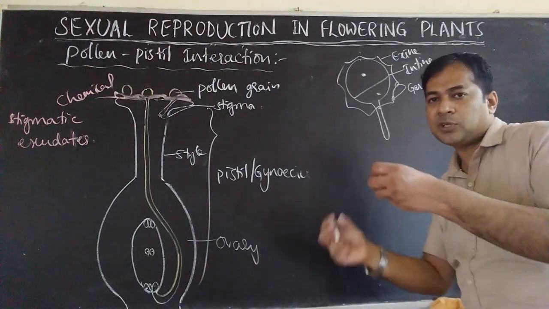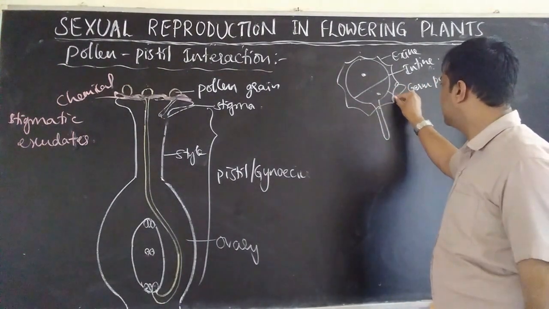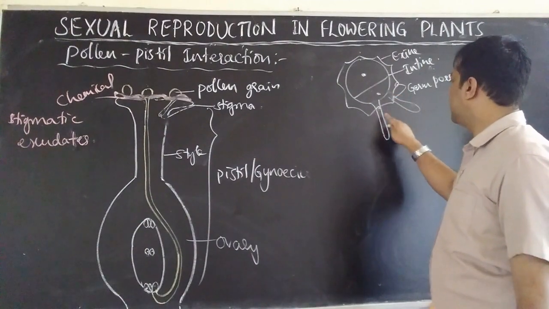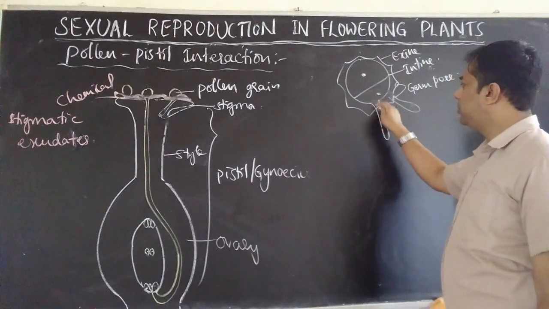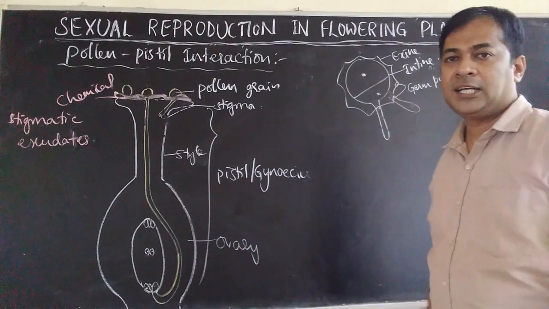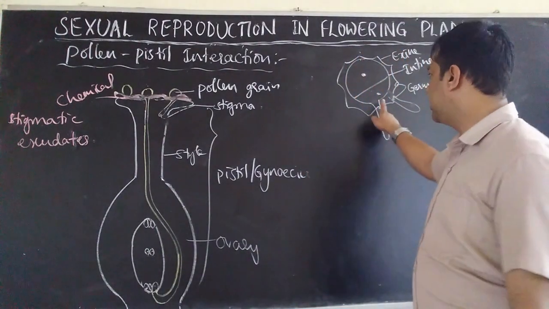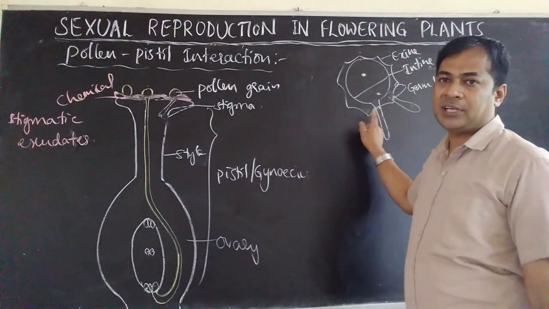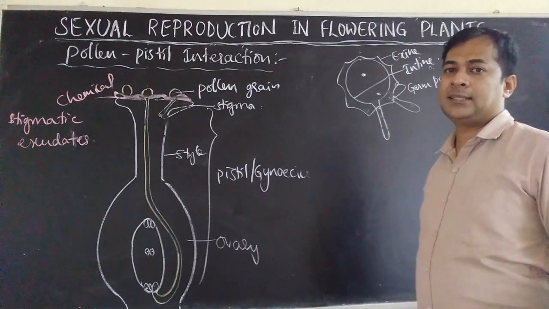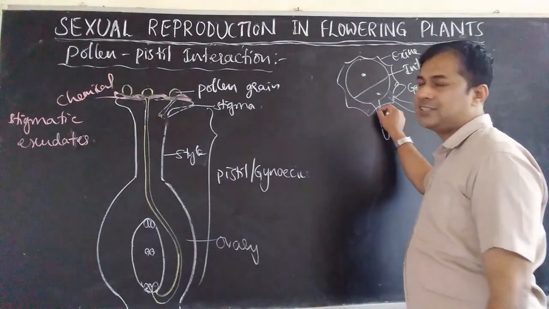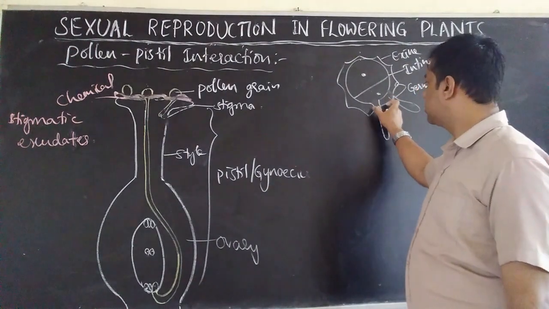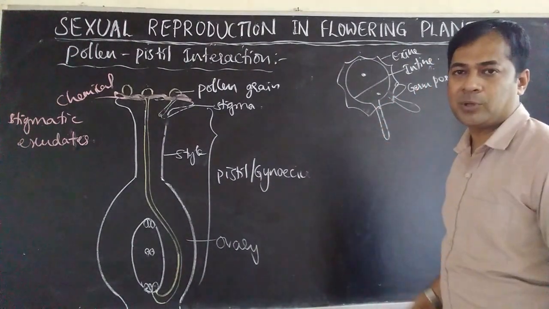So the tube comes out through that opening only. Here the tube comes out through that opening. So like that the pollen tube is produced. The pollen tube will come out of the germ pore. The reason is the outer wall is very tough, containing the toughest chemical called sporopollenin, but that sporopollenin is not present wherever these holes or germ pores are. So through these germ pores, the pollen tube will come out.